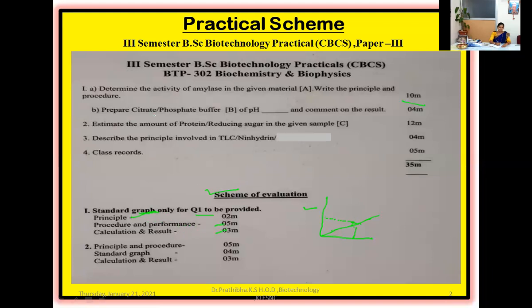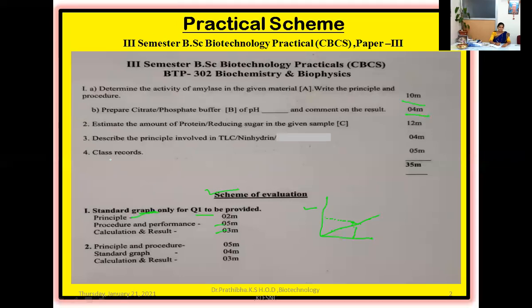Then question number 1b: prepare citrate or phosphate buffer of a given pH. You may get different pH values. Based on the pH they give, you need to do the calculation, prepare the buffer at that pH, and show it to the examiner. This carries 4 marks.